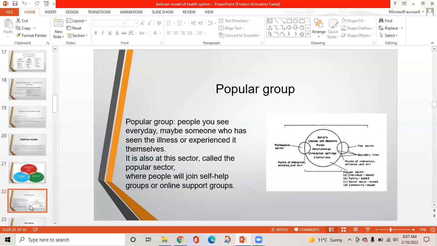Now, what is the popular sector? The popular sector is the people you see every day, maybe someone who has seen the illness or experienced it themselves. It is also in this sector that people will join a self-help group or online support group.